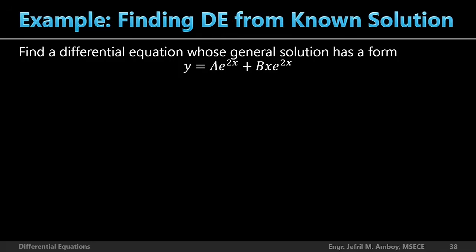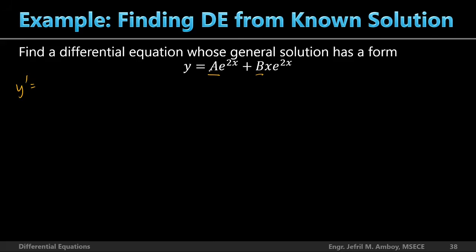Find a differential equation whose general solution has the form y equals ae to the 2x plus bx e to the 2x. So, here we also have two arbitrary constants, a and b. So, to get its differential equation, we need to differentiate twice. Let's do it. Let's get y prime.